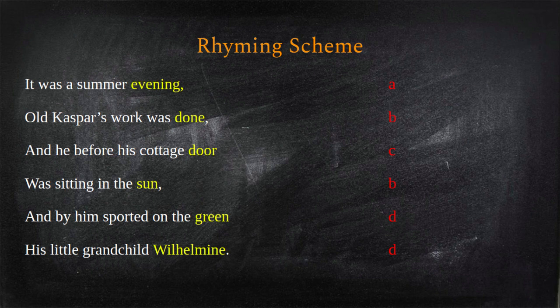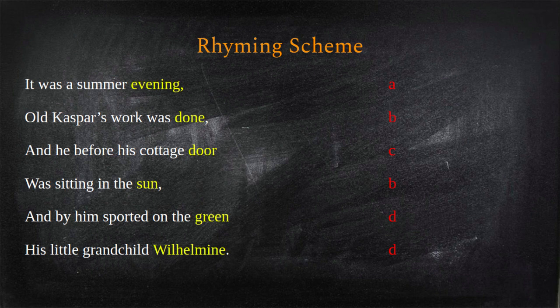In the first line, evening, we assign the letter A. Second line, done. Evening and done don't rhyme, so for the second line we give the letter B. Door. Door doesn't rhyme with evening or done, so we give the letter C.